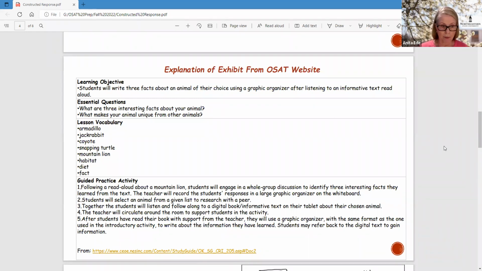Essential questions. What are 3 interesting facts about your animal, and what makes your animal unique from other animals? So those are the essential questions that you want your students to mull around while they're reading this material. They should give you some lesson vocabulary, and then there's a guided practice activity. Basically, this is just the teacher's lesson plan. This is good information. But this is what we call a distractor, okay? There's nothing for you to get from this.